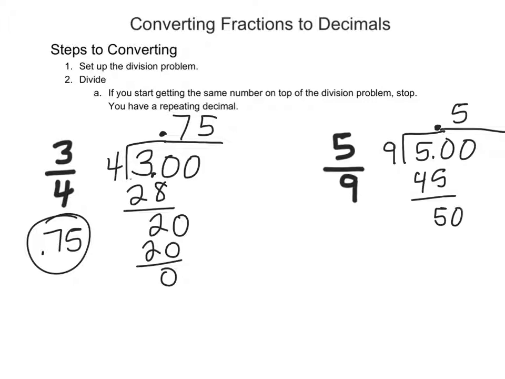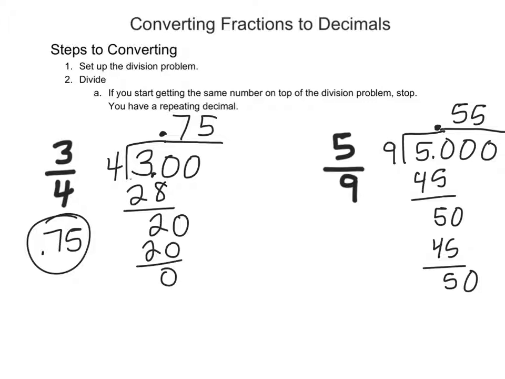Bring down the 0, and I get 50. Well, I'm at the same spot I started with, so it goes in 5 times. 45. 50 minus 45 is 5. If I bring down another 0, this is where I start to see that pattern. So that means that it's going to keep repeating. It's just going to be a 5 every time, because I'm going to end up with 50 and 45 and all that stuff.